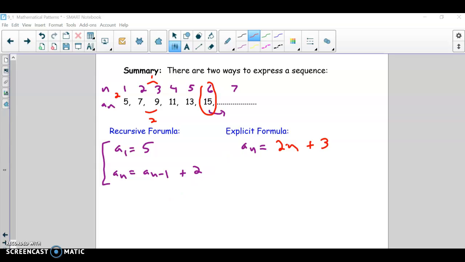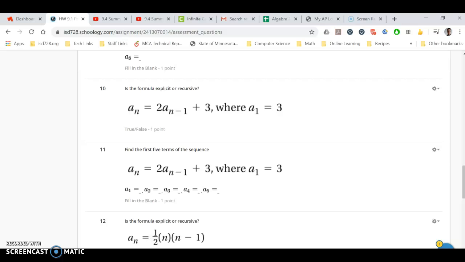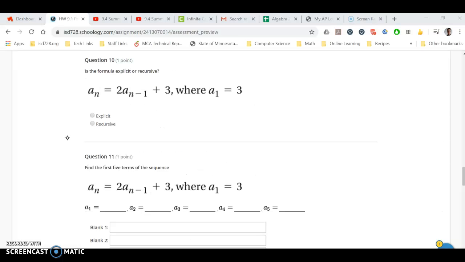If you want even further help, I loaded up the assignment where it asks you, is this explicit or recursive? You could pause it here and then check your answer. Hopefully you got a chance to try it, but this one, because it has 2 parts, a1 and an, and it's also got the a sub n minus 1, means it's recursive. It's defining the next term using the previous term.